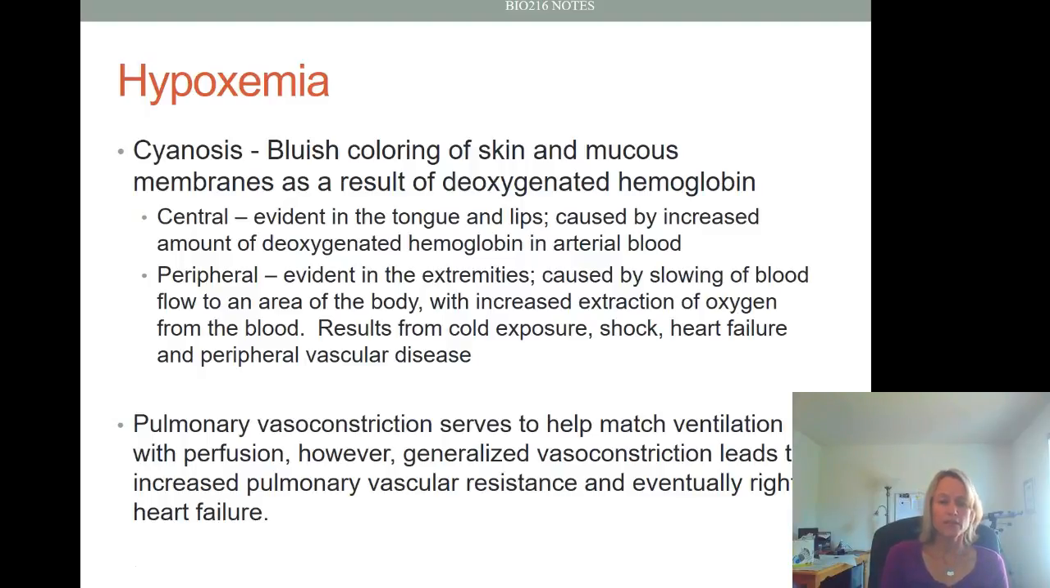Now, pulmonary vasoconstriction, as we talked about before, helps to match ventilation to perfusion. But if we have widespread hypoxemia throughout the lungs, that's going to cause generalized vasoconstriction, and that generalized vasoconstriction is going to lead to an increase in pulmonary vascular resistance. So then the right heart has to pump against the greater resistance, and that can cause it to eventually fail.